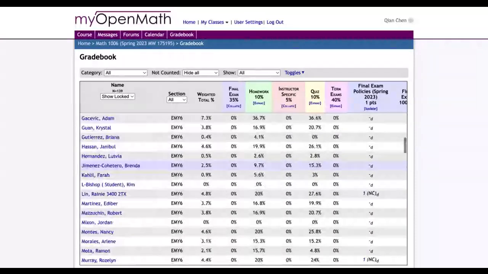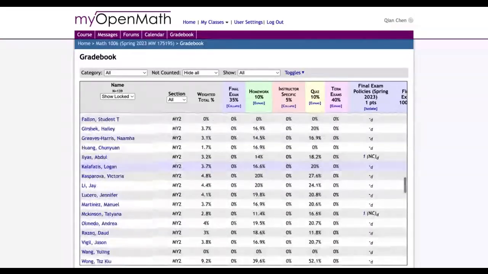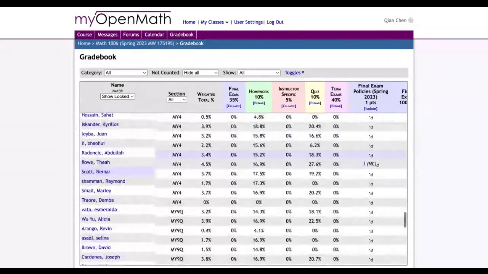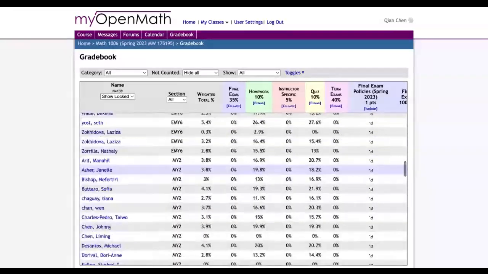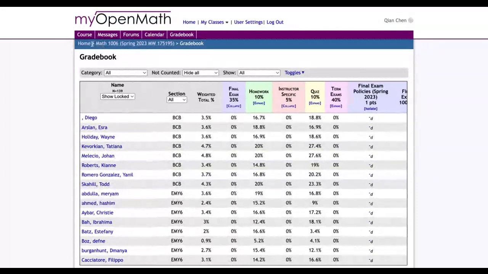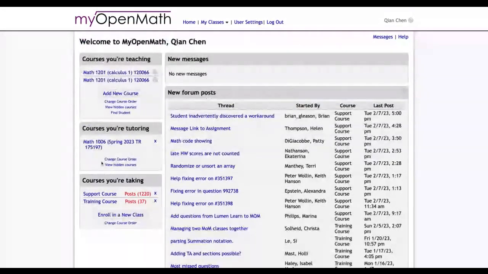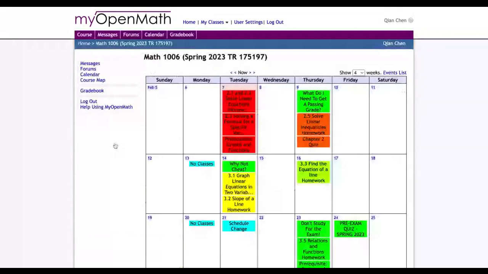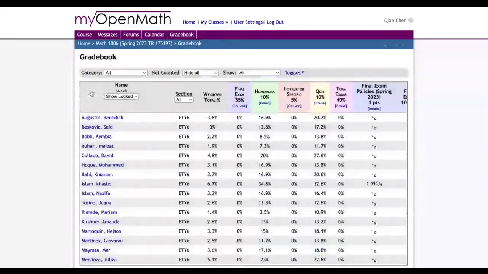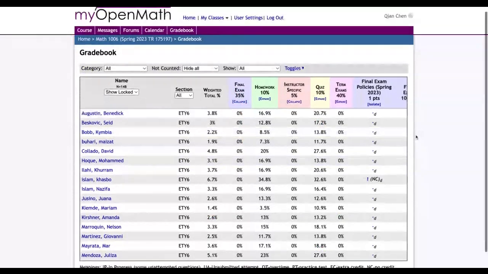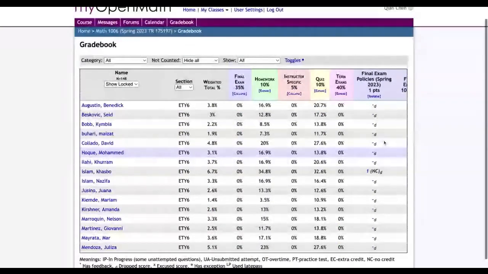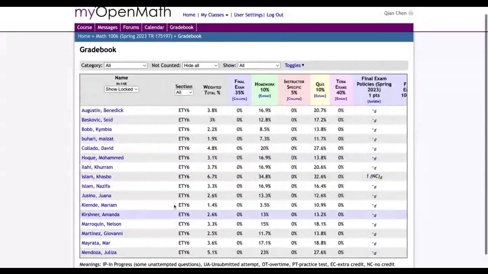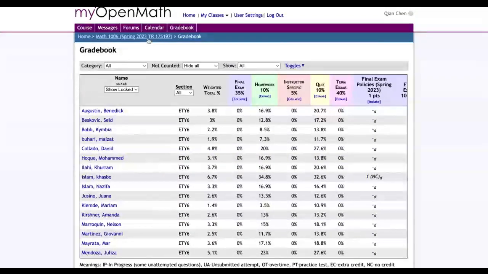But this is not my class though. This is someone else's class. I don't want to see this one. No, let's make sure all of you are not in the other class. You're in this class, because that's our class. Make sure your name is in the right place. It's a TR, a Tuesday and Thursday, with a course ID 175197.